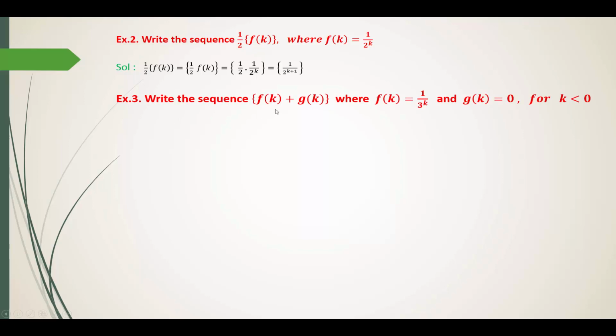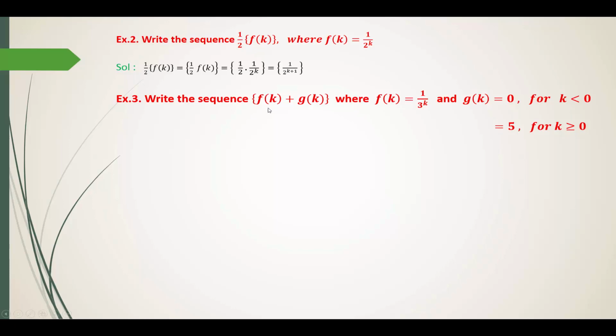Write down the sequence f of k plus g of k, where f of k is 1 upon 3 to the power k, and g of k is equal to 0 for k less than 0, and g of k is equal to 5 for k greater than or equal to 0. This means g of k is 0 when k is negative, and g of k equals 5 when k is 0 or positive. And f of k is 1 upon 3 raised to k.